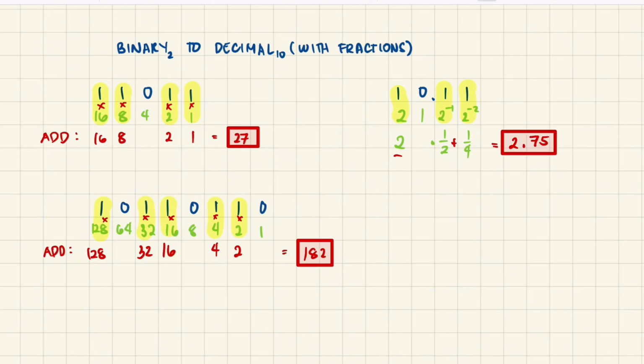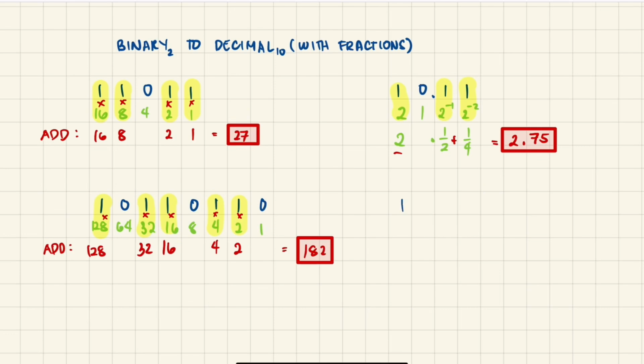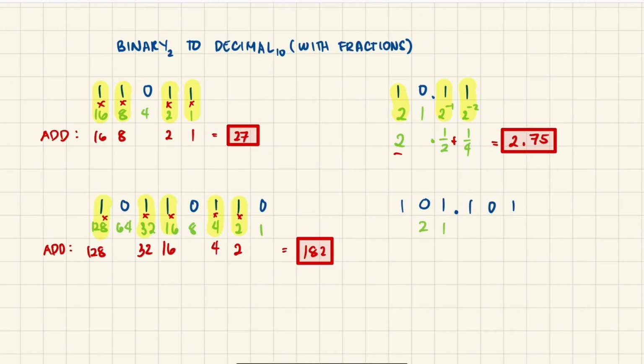Let's work on another example. 101.101. So again, we're going to write down the base numbers. So that's 1, 2, 4, and then 1/2, 1/4, 1/8.